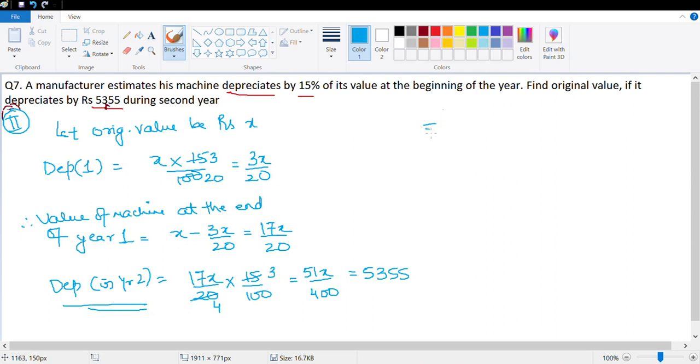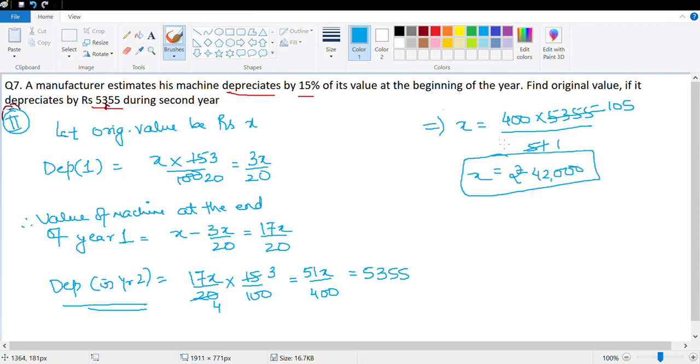Let's cross multiply and find the value of x. X would be equal to 400 into 5355 upon 51. We just did this calculation. This is 51 times 105. Therefore, x is equal to 42,000. So original value of the machine is 42,000. So I've shown you two methods of solving this question. You use the method which you're more comfortable with. Let me move on to the last question of this exercise that I solved with you.